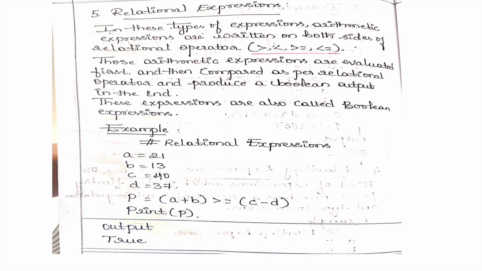So this is just a simple example. You can see here a plus b, I'm going to compute 13 plus 21 greater than or equal to c minus d. C minus d is 40 minus 37. Obviously 21 plus 13 is greater than 40 minus 37. That's why it's going to print the output as true. You know that, right? Your output is boolean, either true or false.